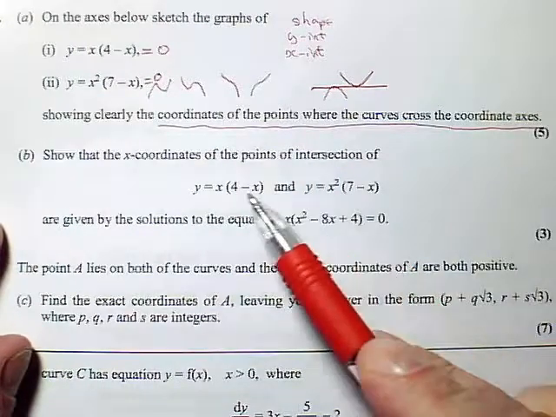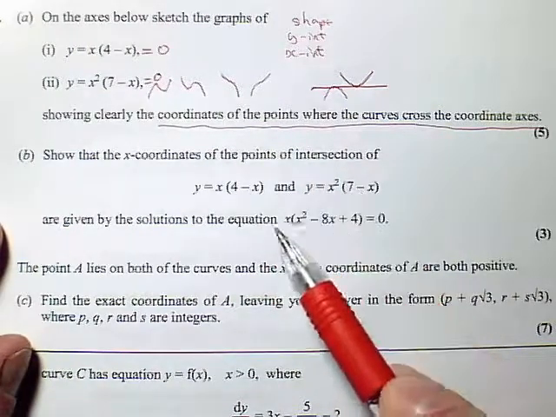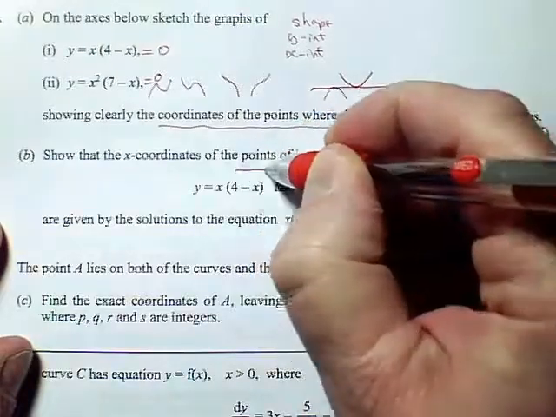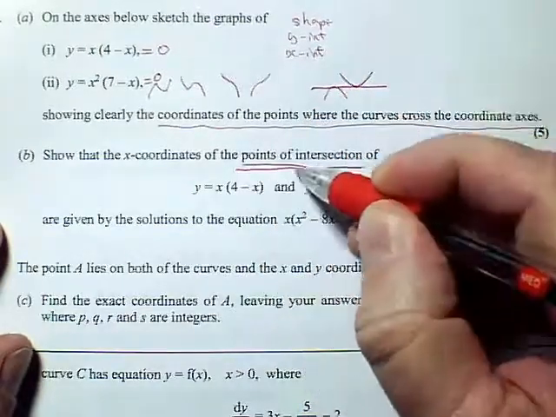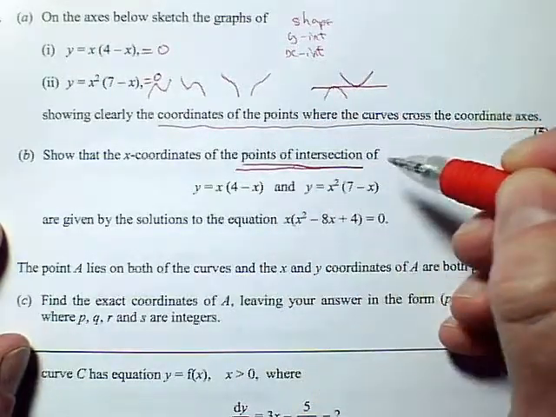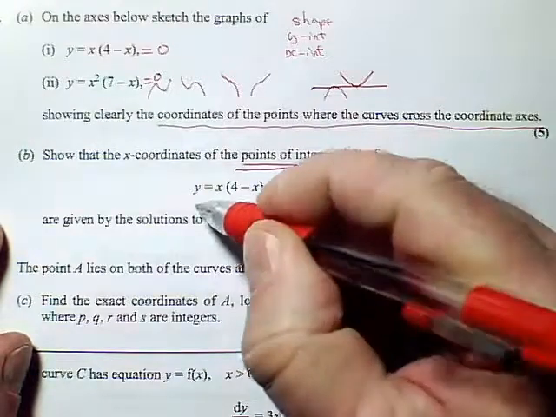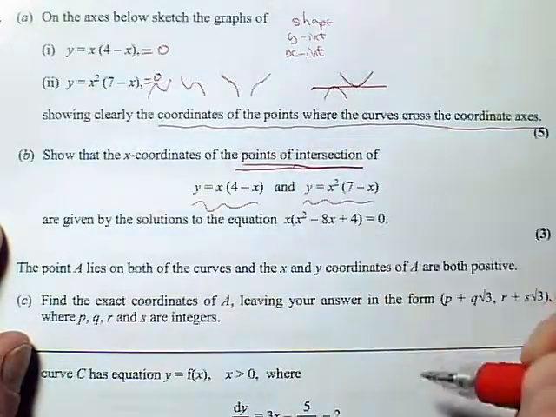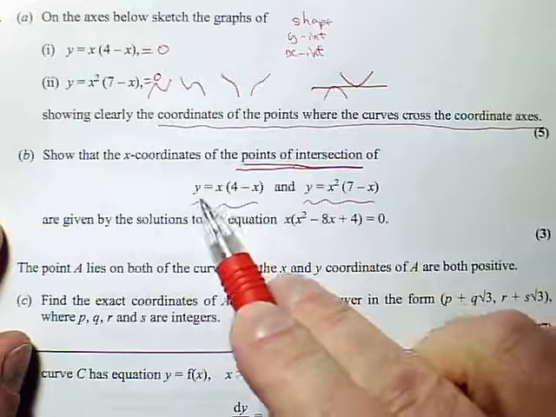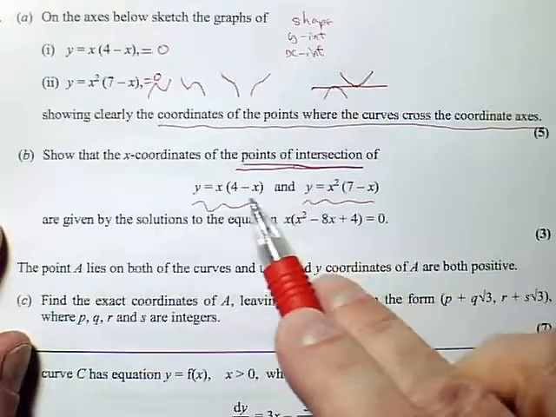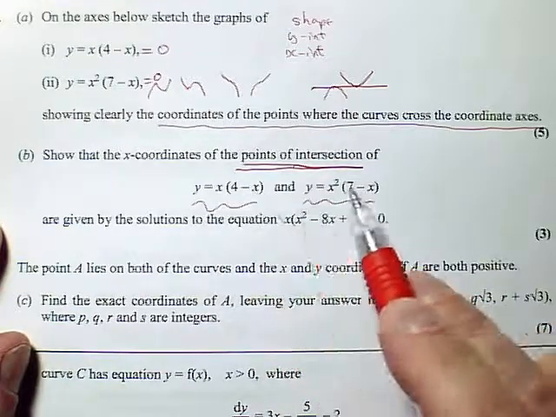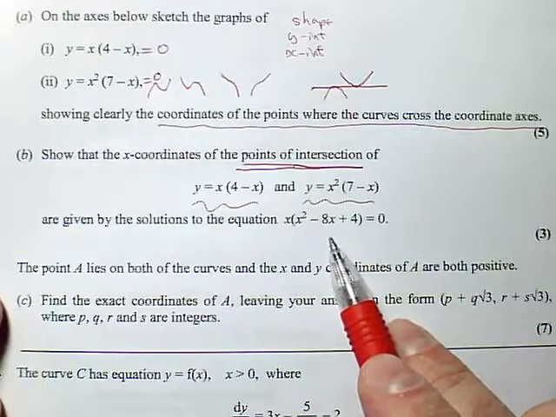Then in part B, we've got to show that the x-coordinates of these are given by the points of intersection. That's a trigger phrase. Intersection means we're solving simultaneous equations. Oh, look, they tell us the two equations. So we've got y equals, so these two things have to equal each other, and we need to rearrange that to get this equation here.